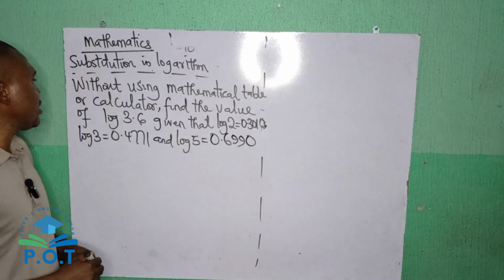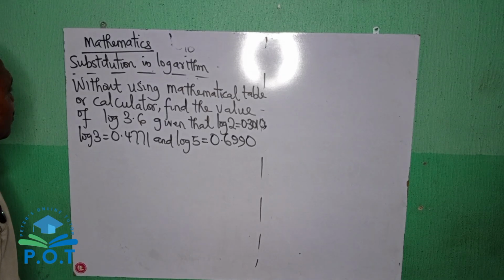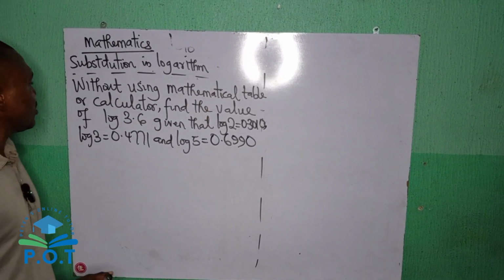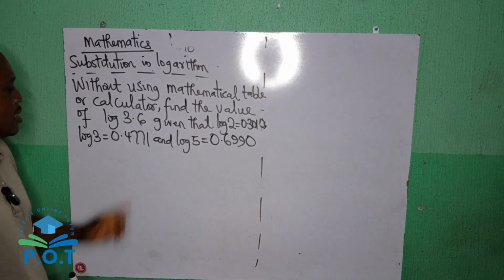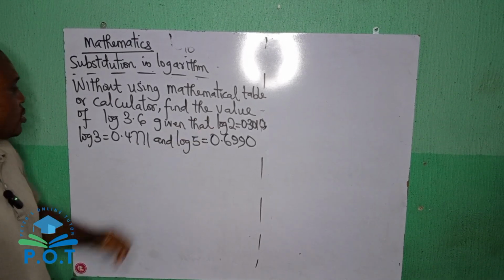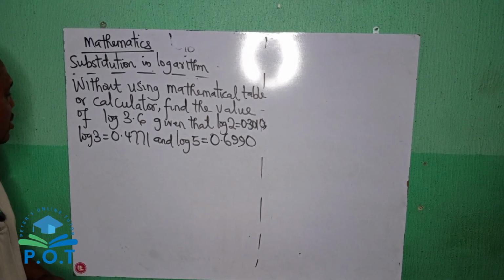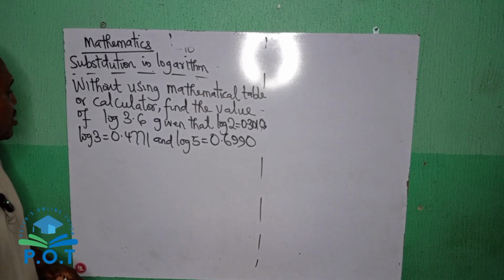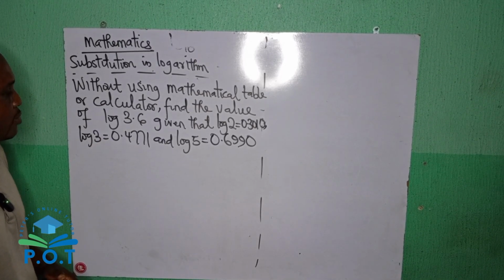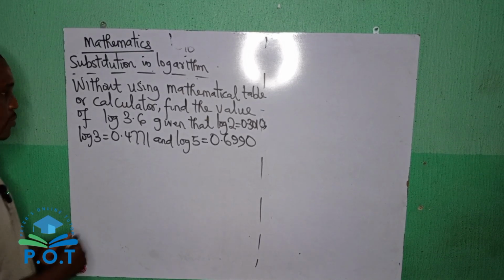Okay, it says, without using mathematical table or calculator, find the value of log 3.6, given that log 2 equals 0.3010, log 3 equals 0.4771, and log 5 equals 0.6990. Okay, so how do we solve this?